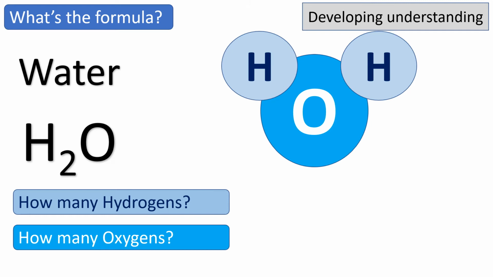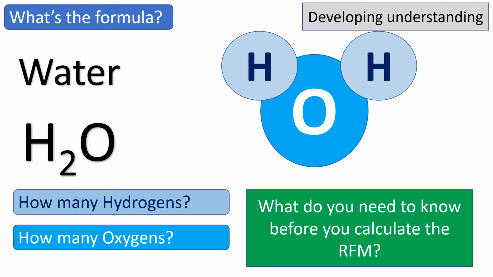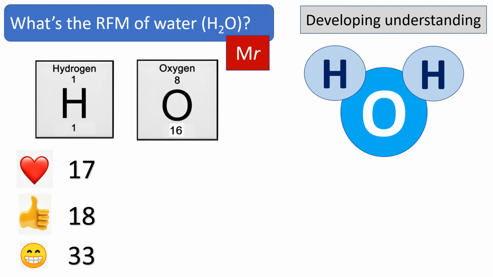Do I have enough information now to figure out the relative formula mass or relative molecular mass? Nope. I need to go to my periodic table and look at the relative atomic mass of those two elements. So what's the answer then? The relative formula mass of water, H2O. Is it 17? Is it 18? Or is it 33?